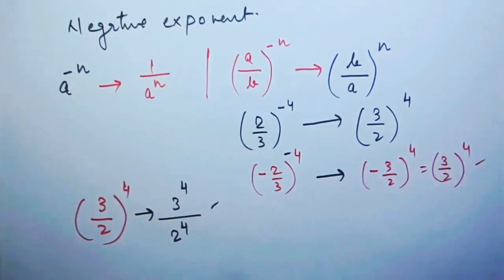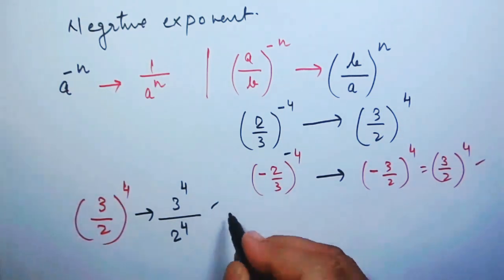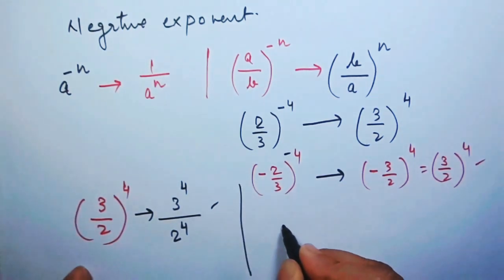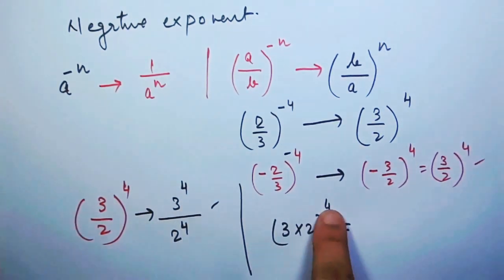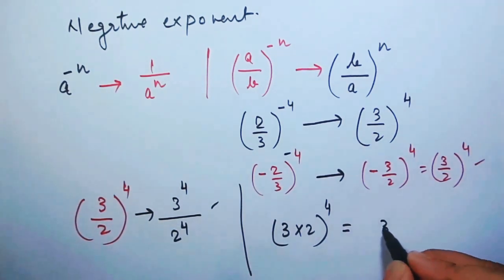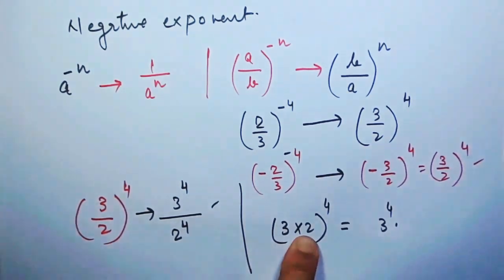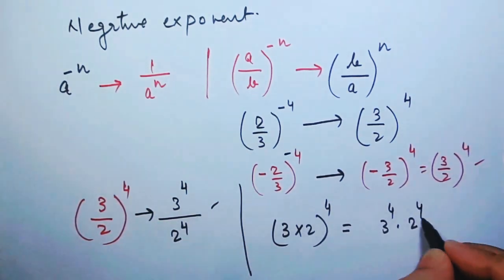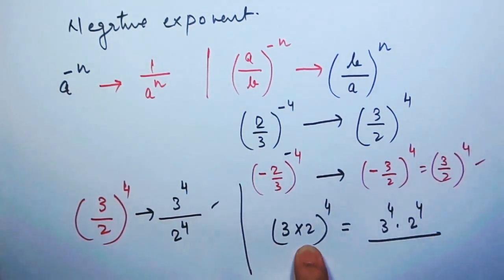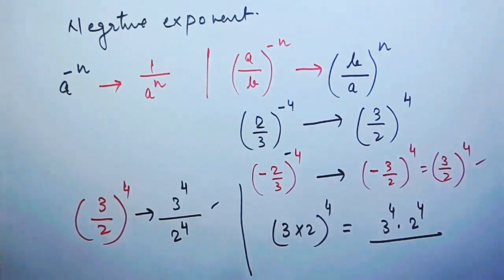Clear? Similarly, if you have 3 into 2 to the power 4, then this 4 belongs to 3 also, 3 to the power 4, and this 4 belongs to this 2 also. Why? Because it is enclosed in brackets. Okay, moving on to a few more sums. Not sums, these are not sums. This video is only for revision purposes.